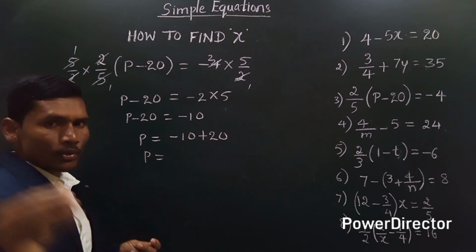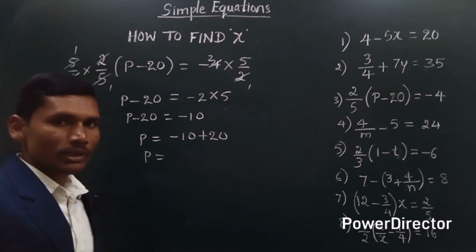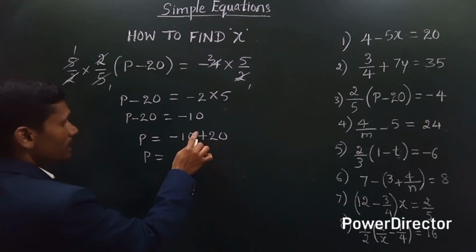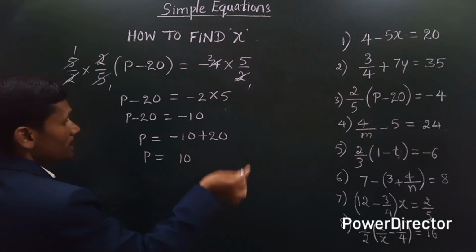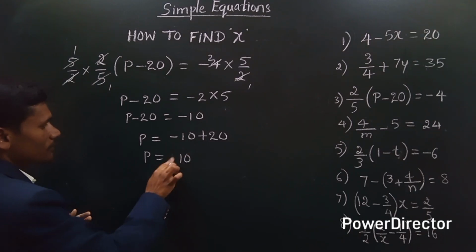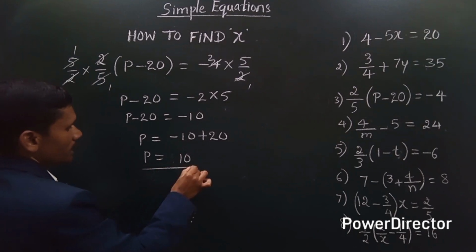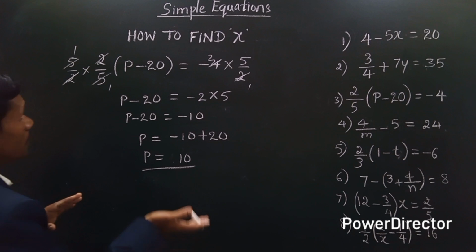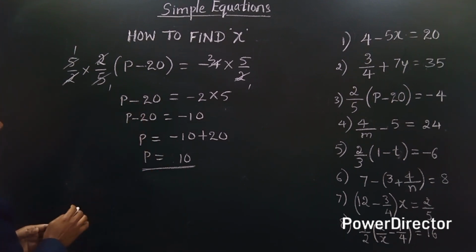When there are opposite signs, what do you have to do? Subtraction you need to do. How? 20 minus 10 is what? 10. The bigger number's sign you need to write. That is plus. So plus you write, or you can leave it, no problem. That is P is equal to 10 we are getting. This is the right answer. Now we will check whether it is right or wrong what we have done.